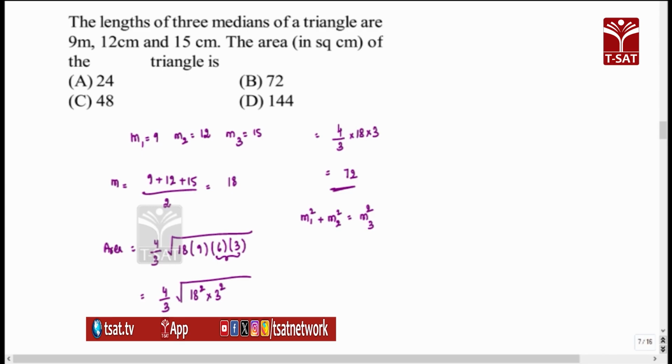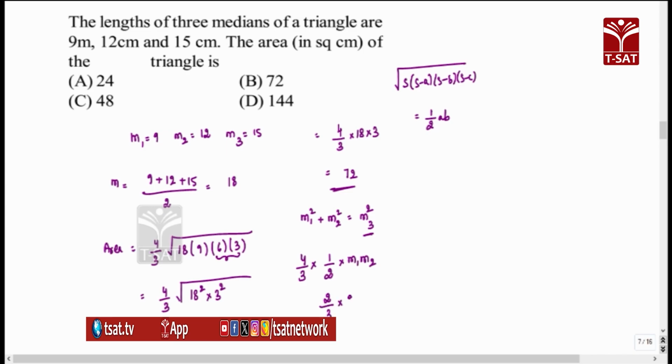So, whenever m1 square plus m2 square is equal to m3 square, this formula changes to 4 by 3 into this whole thing under root of m into m minus m1, m minus m2, m minus m3, is equal to half of m1 m2. Because we know for a right angle triangle, if three sides are given, s into s minus a, s minus b, s minus c is equal to half of ab. So, I am applying the same rule here. It is half of m1 m2, where m3 is the larger median. So, you can say 2 by 3 m1 into m2.